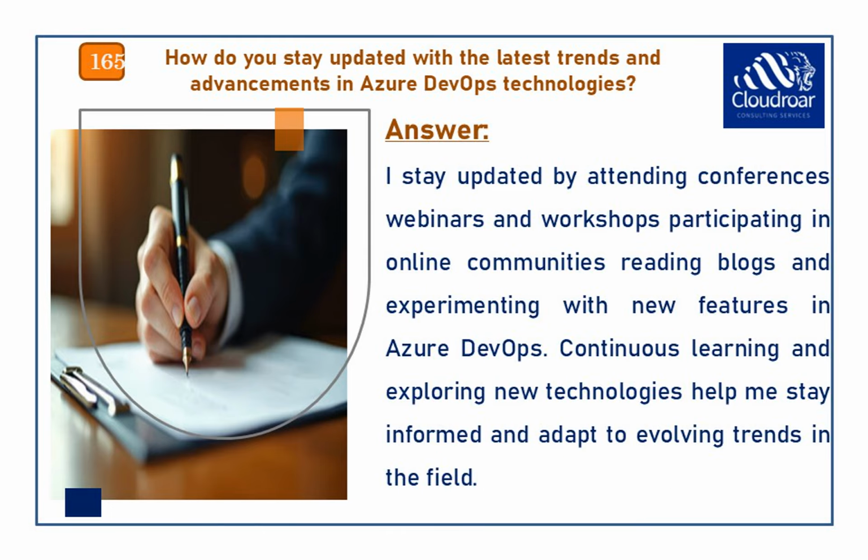Question 165. How do you stay updated with the latest trends and advancements in Azure DevOps technologies? I stay updated by attending conferences, webinars, and workshops, participating in online communities, reading blogs, and experimenting with new features in Azure DevOps. Continuous learning and exploring new technologies help me stay informed and adapt to evolving trends in the field.